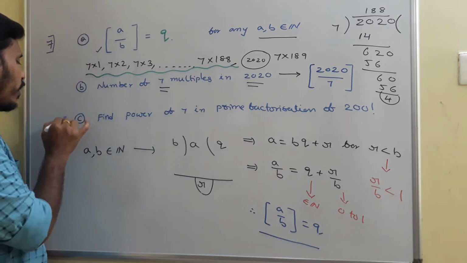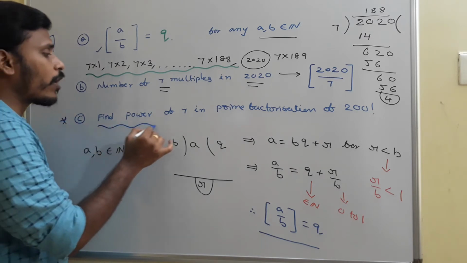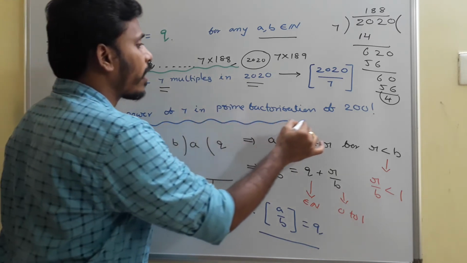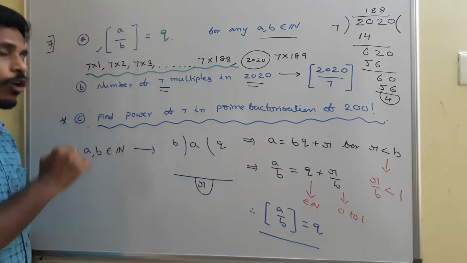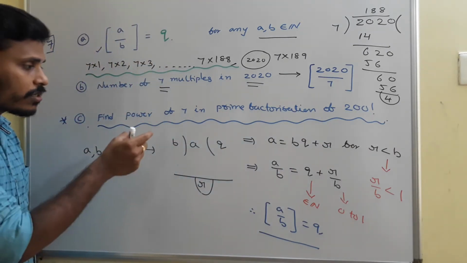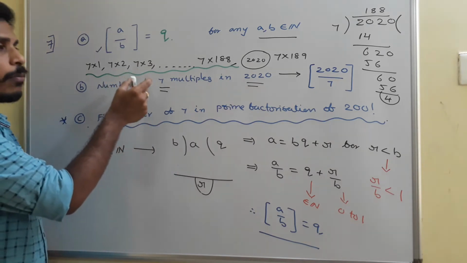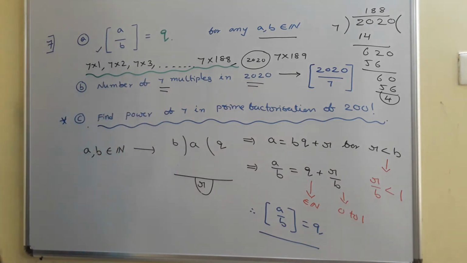And the next question is, we need to find the power of 7 in the prime factorization of 200 factorial. That's the next problem. Before I start that, first of all you just think about A as well as B. Have a screenshot, analyze the situation, and then I will solve that C.